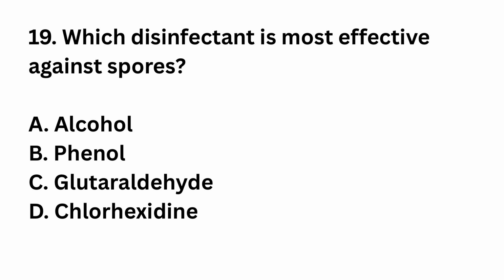Question number 19. Which disinfectant is most effective against spores? Alcohol, phenol, glutaraldehyde, chlorhexidine. The right answer is option C, glutaraldehyde. Glutaraldehyde is a high-level disinfectant effective against spores.